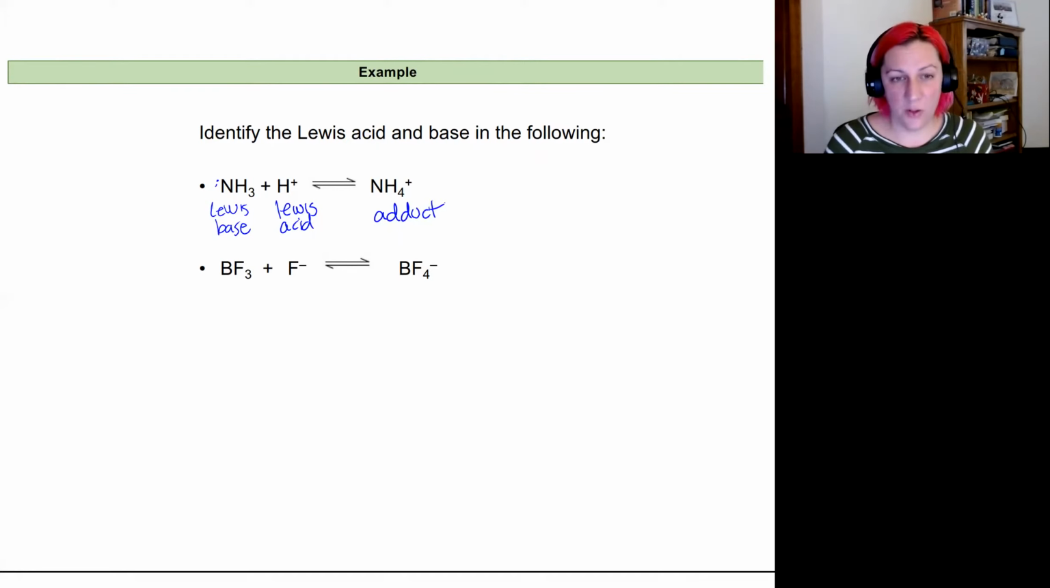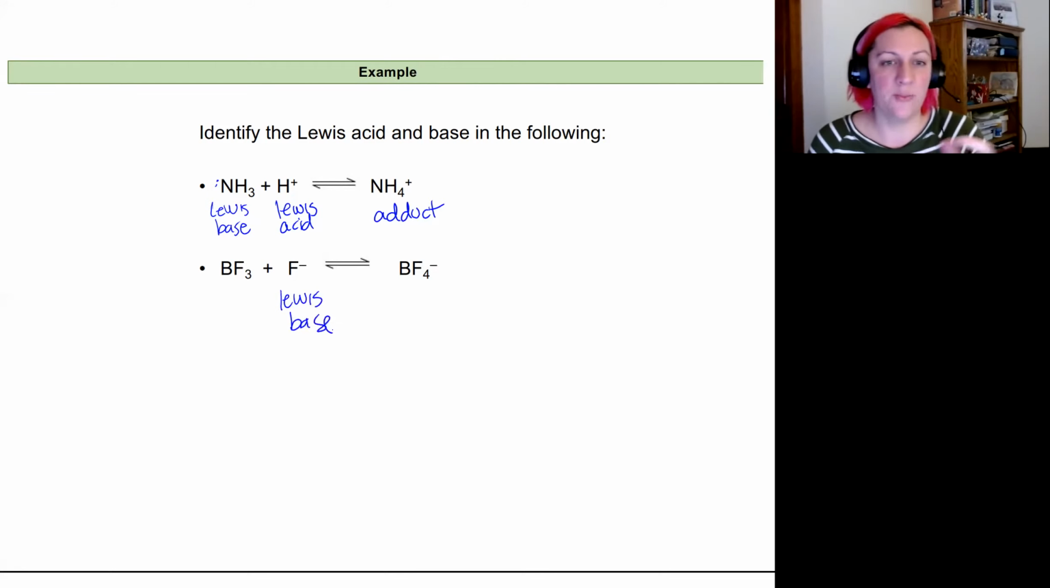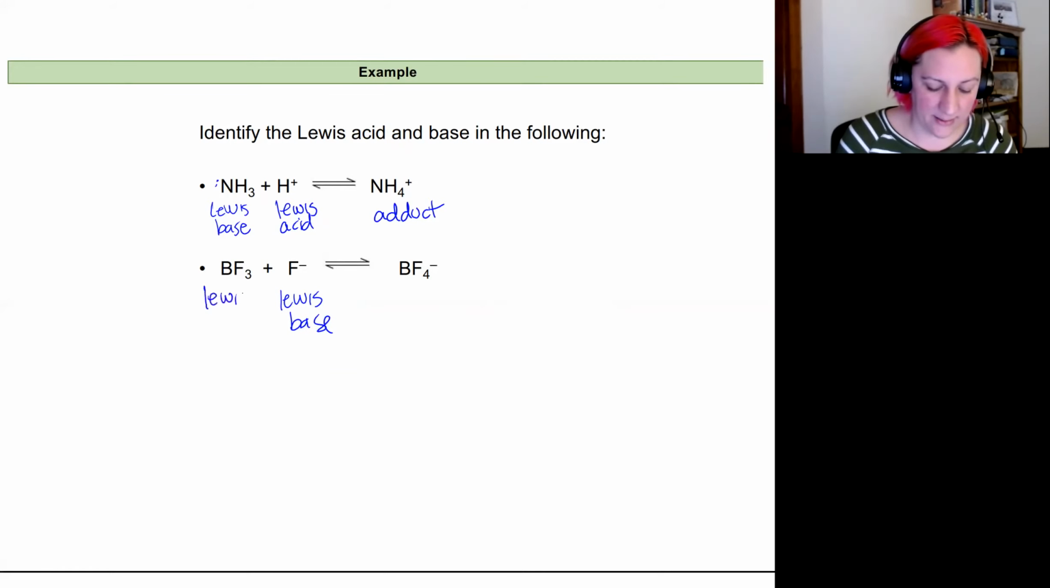Now let's look at the following one. We have BF3 and F-. Now my F- can't expand its octet. It's in that second row. So it's probably not going to be my Lewis acid because it has a lot of electrons and it's negatively charged. So this will be my Lewis base. Now my boron, with my F3, has an incomplete octet at 6 here. And so it's going to have an empty orbital that I can take advantage of. So it's going to be my Lewis acid and it'll form an adduct.